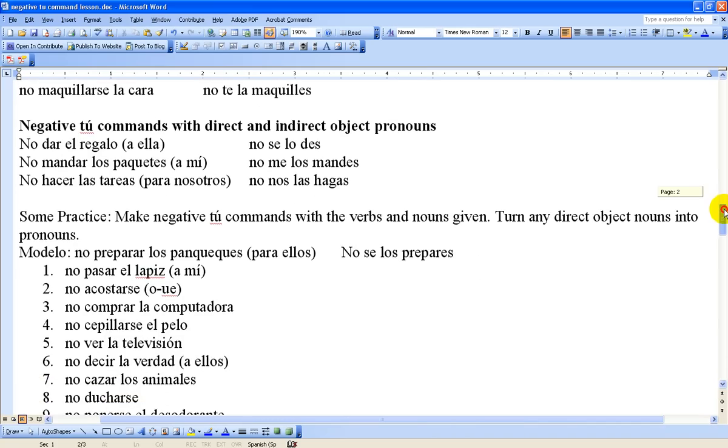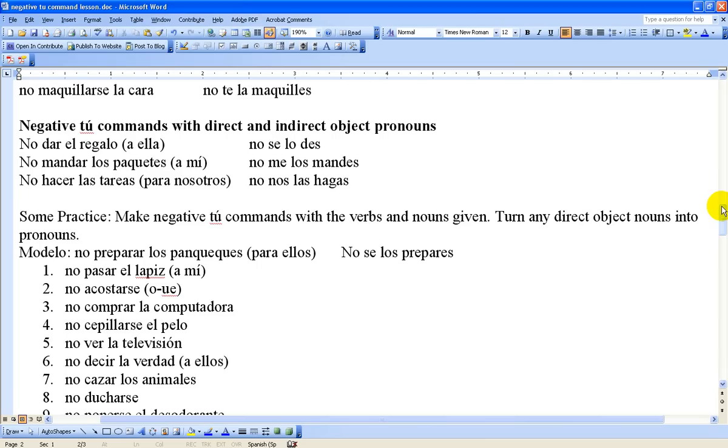Let's go down a little bit here. We've got some negative tú commands with direct and indirect object pronouns. So again with pronouns, negative, no attached. Remember that. First one is we're going to say don't give the gift to her. So the gift can change to lo. The indirect object pronoun for to her is le. So I have lo and le. We're going to put the indirect before the direct. So we have le and lo. But hopefully you've learned by now that you can't have 2 pronouns together when they both start with an L. So we changed the le to se. No se lo des.